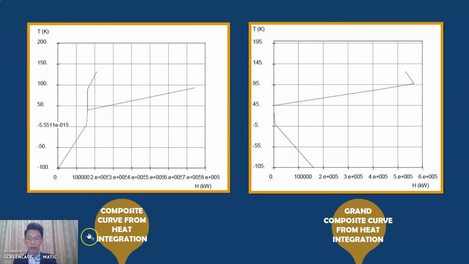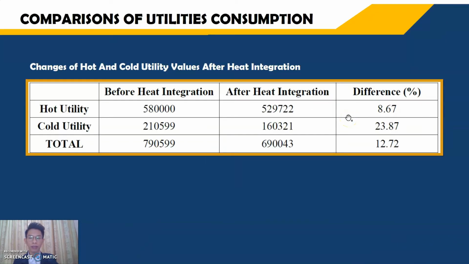And this would be the composite curve from the heat integration, and this is the grand composite curve obtained and generated from the Hint software. Let us take a look at the comparisons of the utilities consumption. These are the changes of hot and cold utilities after heat integration. As for the changes for hot utility, we can observe an 8.67% reduction, while the cold utility has a reduction of 23.87%. The data also shows a duty reduction of approximately 100,000 kilowatts, which means 12.72% of heat is recovered through the heat integration.